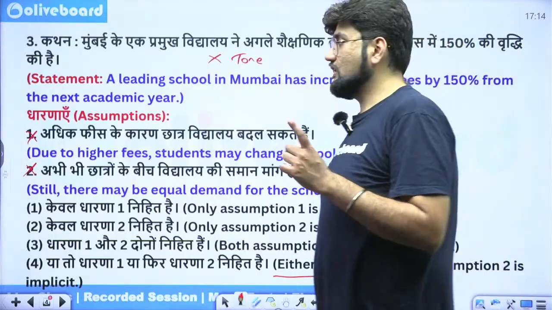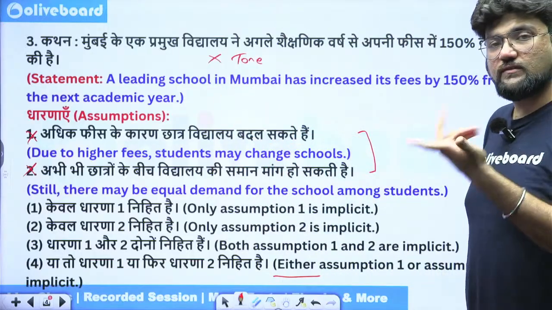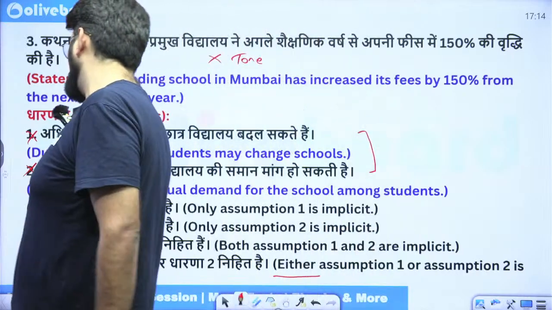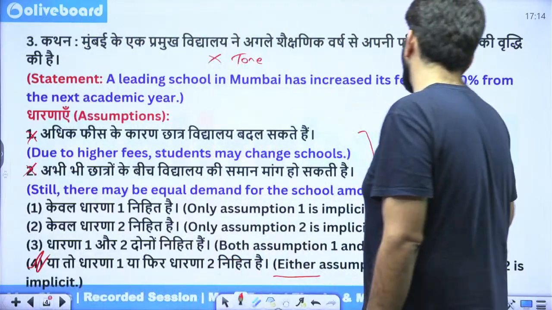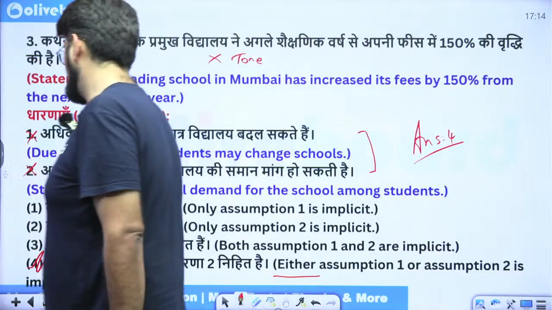So remember, both will be individually incorrect, right? But when taken together, one of them can be right. Who is right? I don't know. It can be either one or two. So option 4 is the most appropriate answer here. Okay. Next.